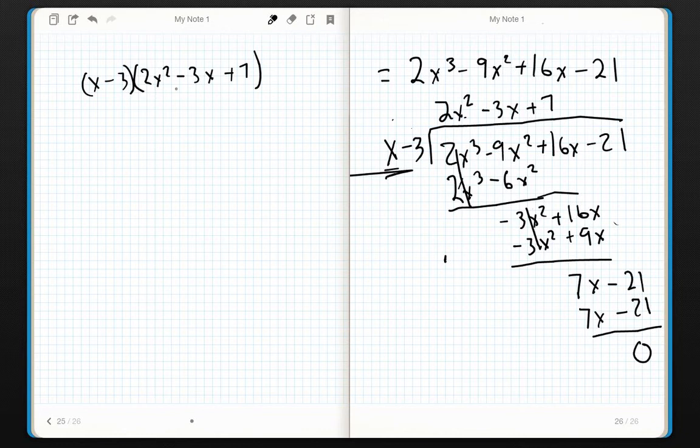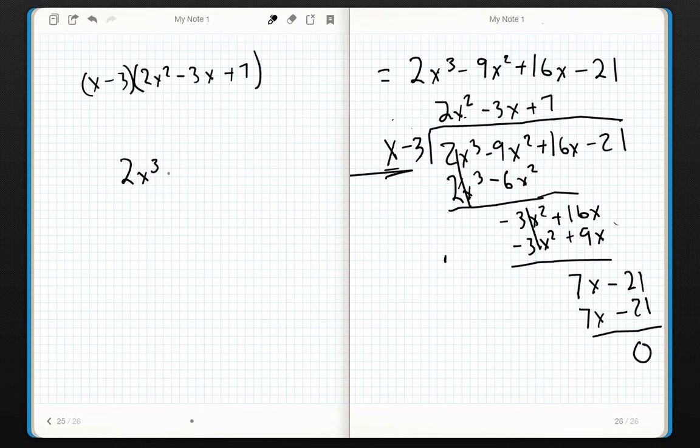I could find the other ones. It doesn't look as though this would be easily factored, so I could use the quadratic formula, or I could complete the square. Either way. Bottom line is I wanted to demonstrate long division. And that's that.